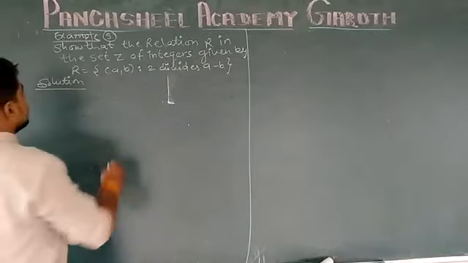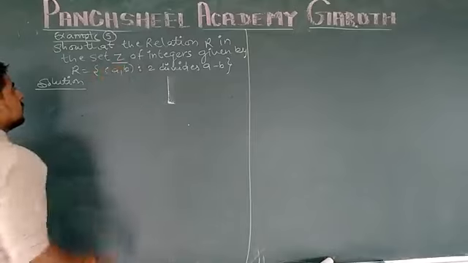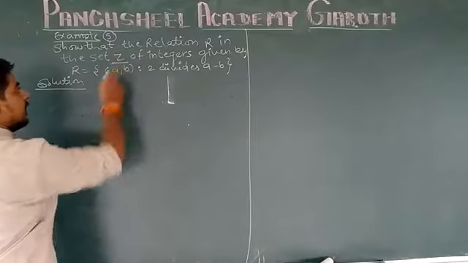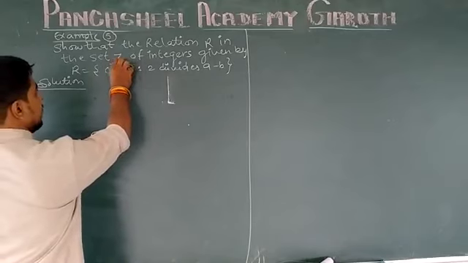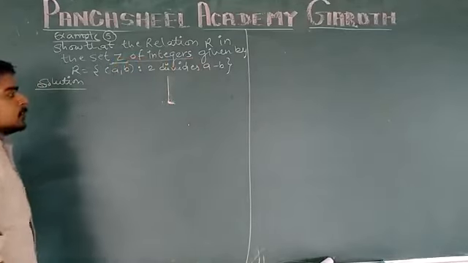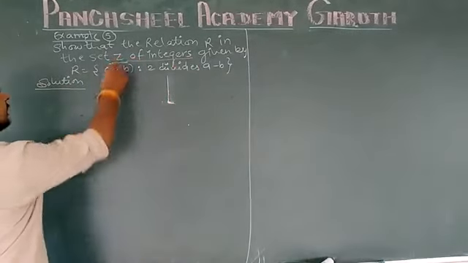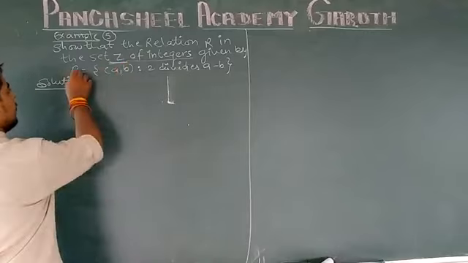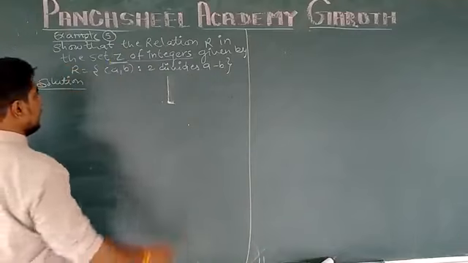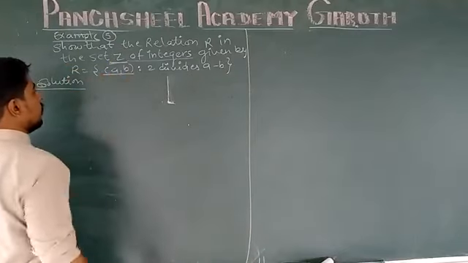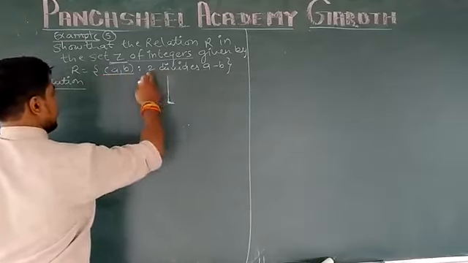Example number 5: show that the relation R in the set Z. The set Z is given, and Z is the set of integers. You know the integers very well. R is defined in Z such that it contains those ordered pairs (A, B) in which A minus B is divisible by 2.